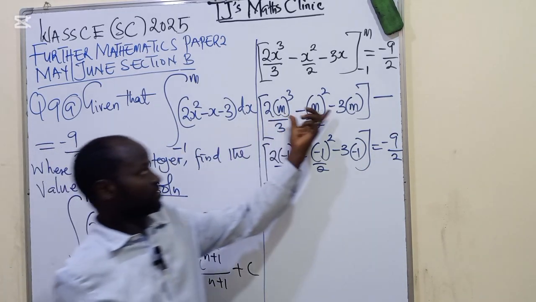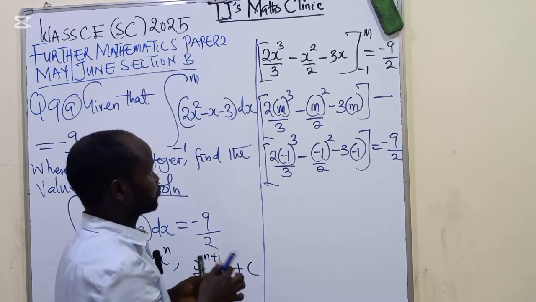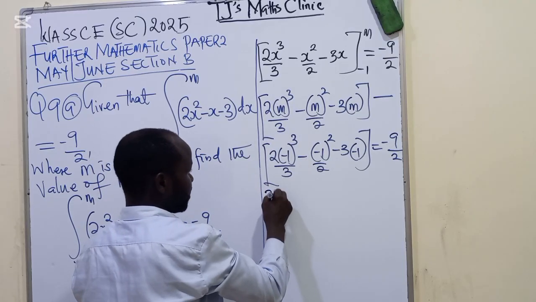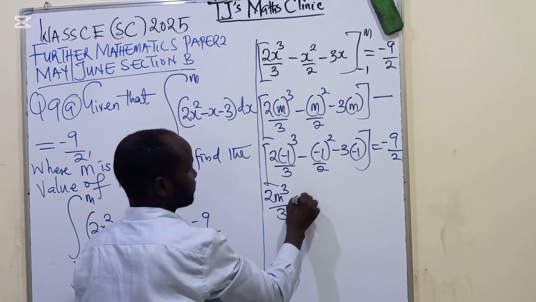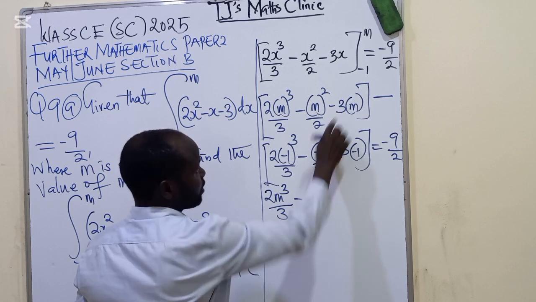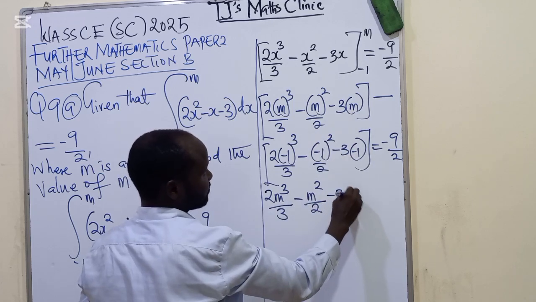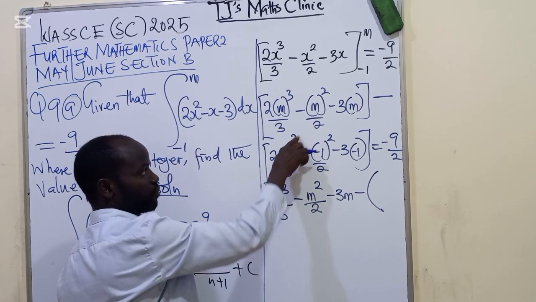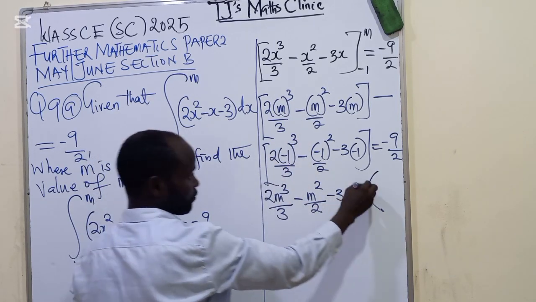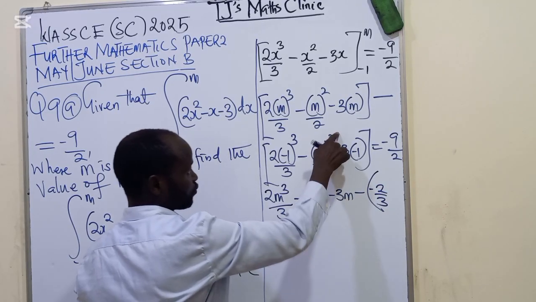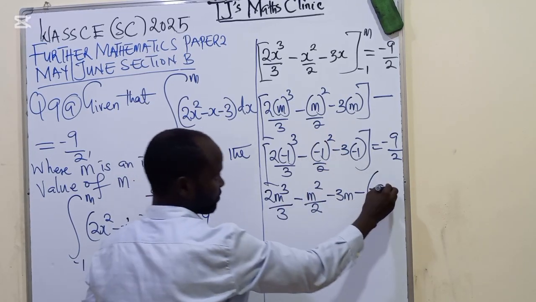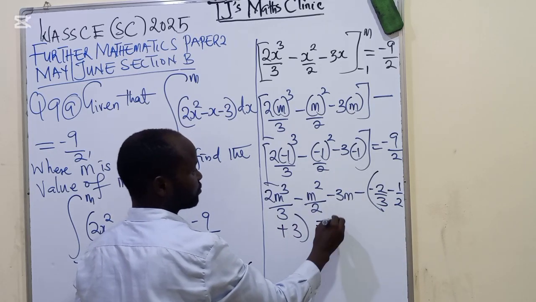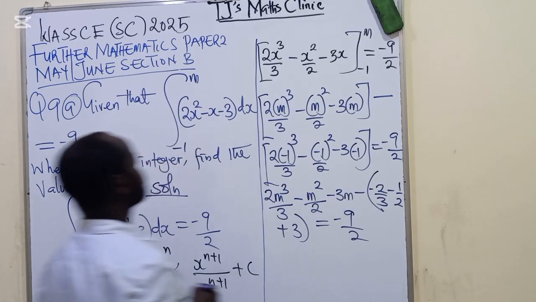So we simplify this separately, then we collect the result. M cubed times 2. That will be 2m cubed divided by 3, minus m squared divided by 2, minus 3 times m. That will be minus 3m. We have minus, let me still leave the bracket because this minus will affect everything. Minus 1 cubed is minus 1 times 2. That will be minus 2 divided by 3. Minus 1 squared is 1 divided by 2. That will be minus half. Then minus times minus is plus. That will be plus 3. We close the bracket, equals minus 9 divided by 2.